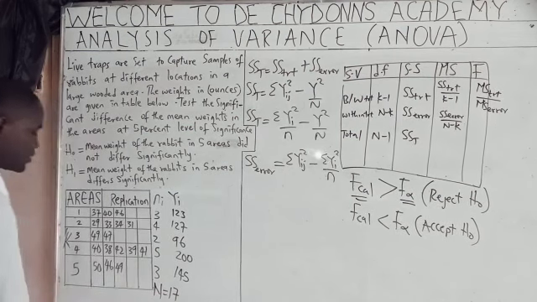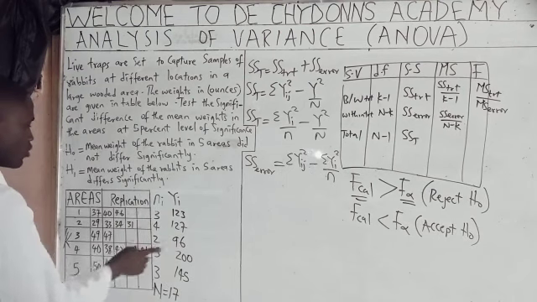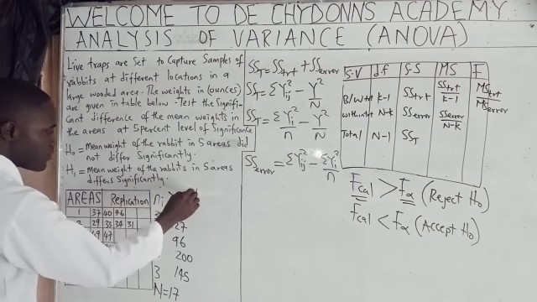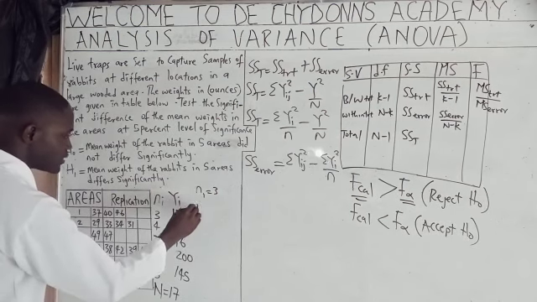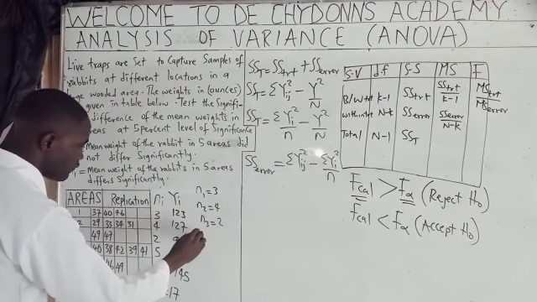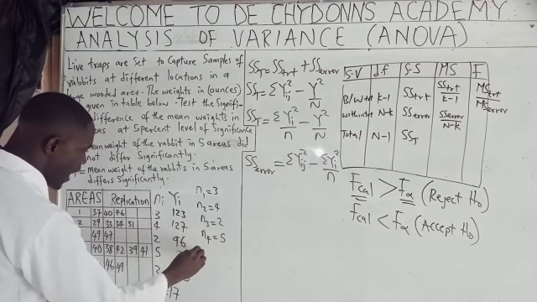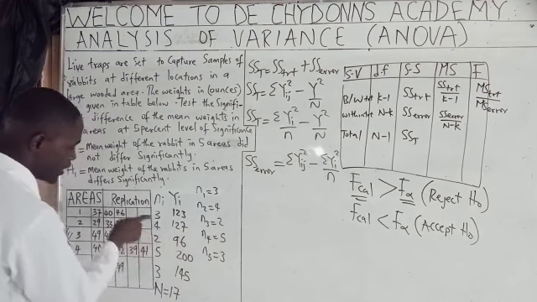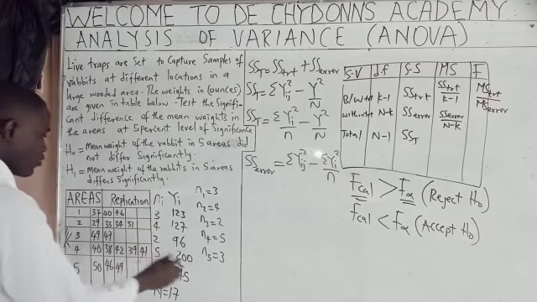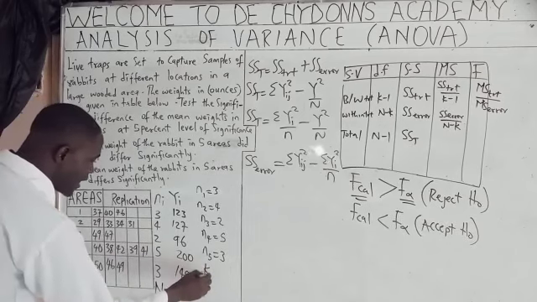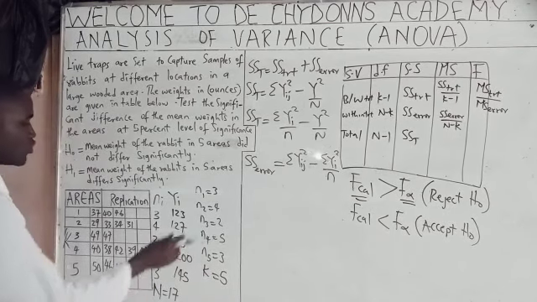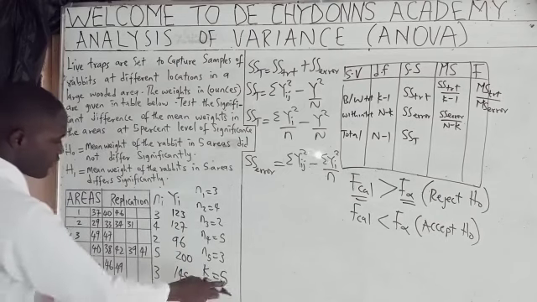So, from this information, we say that these are the individual values of n. First n is 3, second n is 4, third n is 2, fourth n is 5, and fifth n is 3. These are individual values of n. Then, for your k, you say that k is equal to how many? 1, 2, 3, 4, 5. You say 5. So you have gotten your k to be 5.